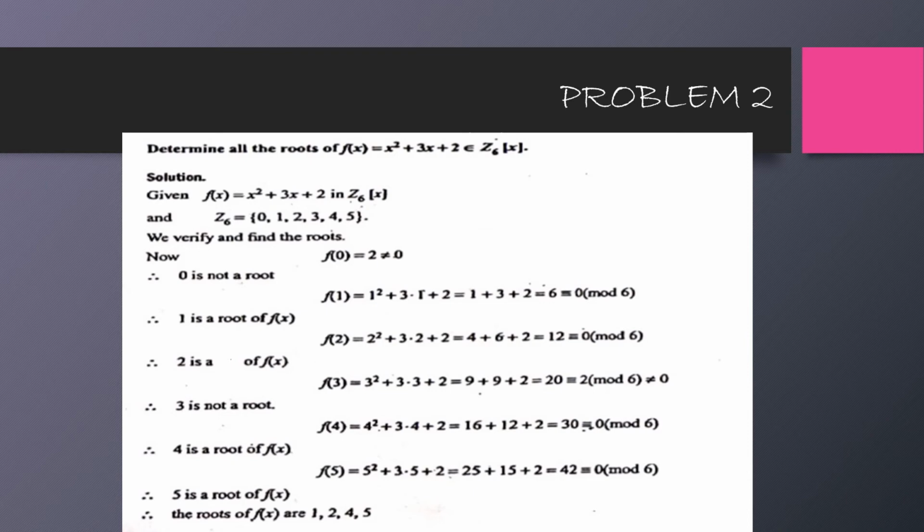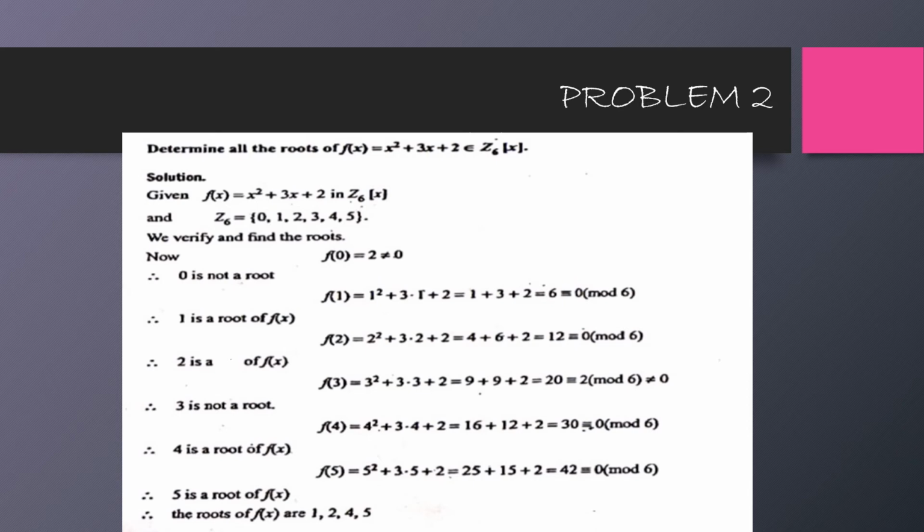Why? Because they haven't told us whether it's over R or Z or C or whatever. Here they have clearly mentioned modulo 6. So I'll tell you how to find the roots modulo 6, step by step. Please pay attention, it's a very important problem. So what do I do? f of x is equal to x square plus 3x plus 2. First I'm going to write down the polynomial that is given.